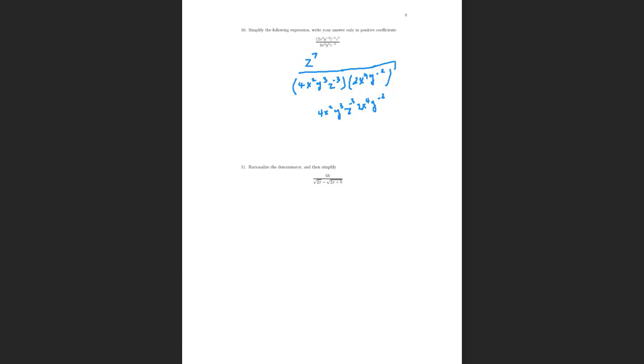So if you think about it, when you multiply exponents, you add. Like x squared times 2x to the 4th.